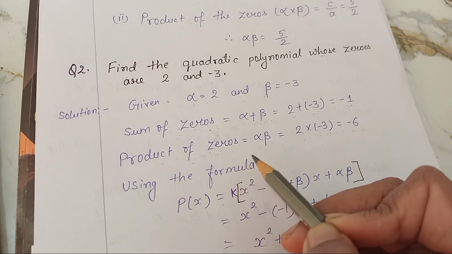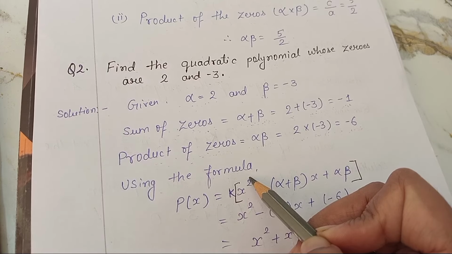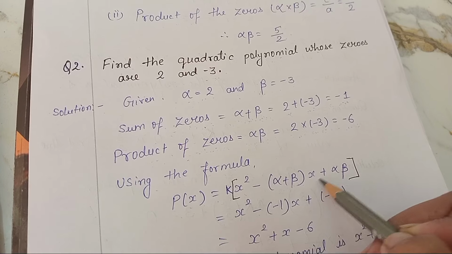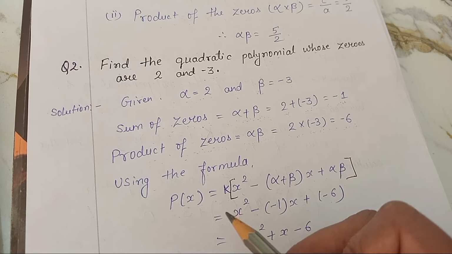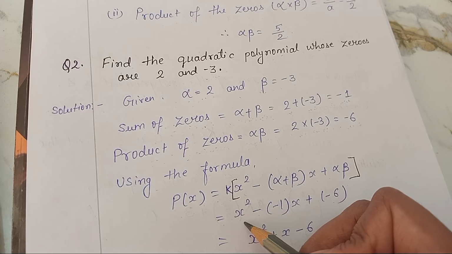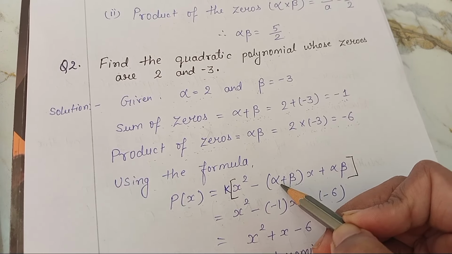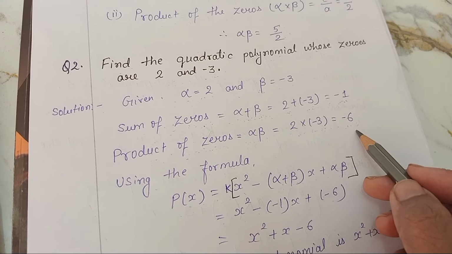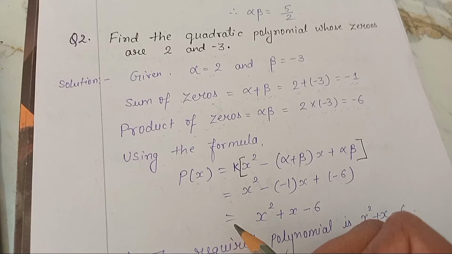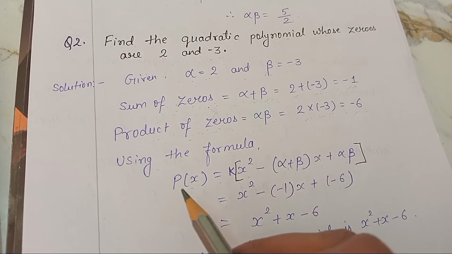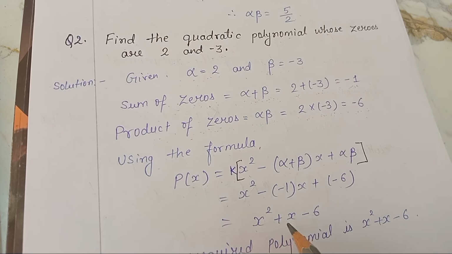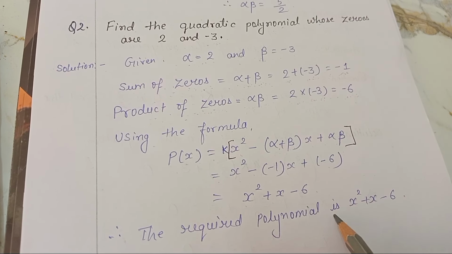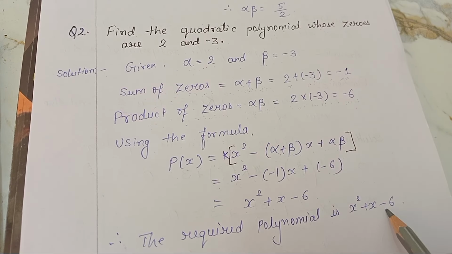Third, build the polynomial. Using this formula, p(x) = k[x² - (alpha + beta)x + alpha·beta], with k = 1. Put the value of alpha + beta, which is -1. Put the value of alpha·beta, which is -6. So that p(x) = x² + x - 6. Therefore, the required polynomial is x² + x - 6.